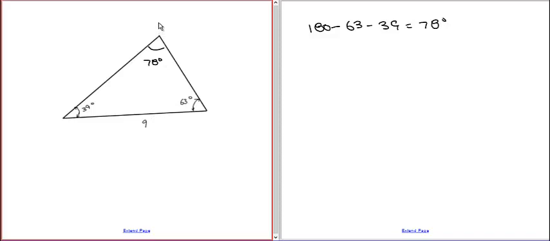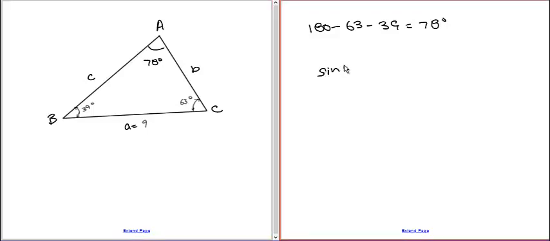Let's label them now. We'll call this angle A, this side A, this angle B, this angle C. So this is going to be side B and this is going to be side C. It's opposite. Then we just have to use the law of sines twice. We know angle A and we know the sine of angle A. And we know angle B, so we can find the sine of angle B. So the only unknown for these two ratios is the side B.